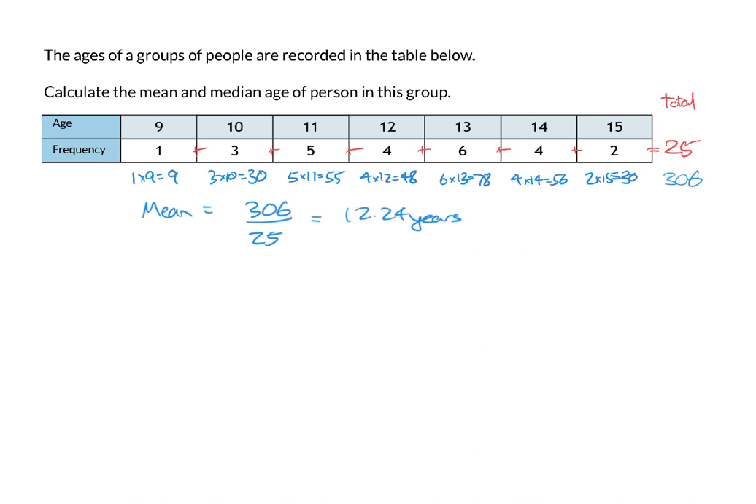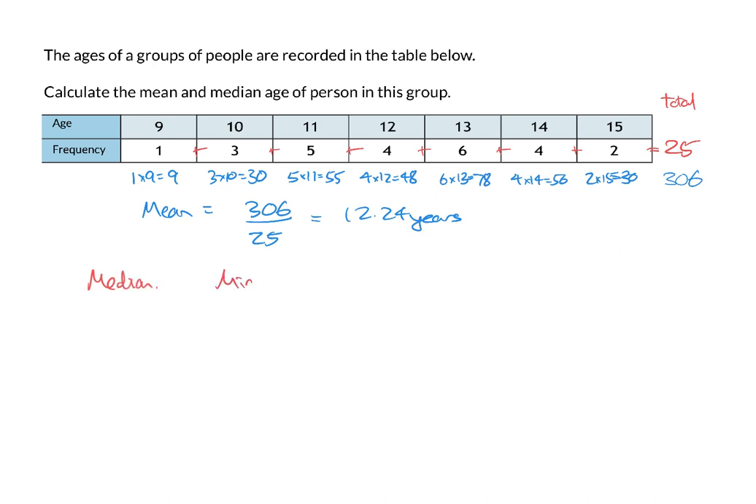Now, what about the median? Well, the median is the person in the middle. Now, I'm not going to write all these numbers out. If I try to write all these numbers out, I have to write 9, then 3 10s, and 5 11s, and so on and so on. I just want the middle person out of 25. So what is the middle person out of 25?